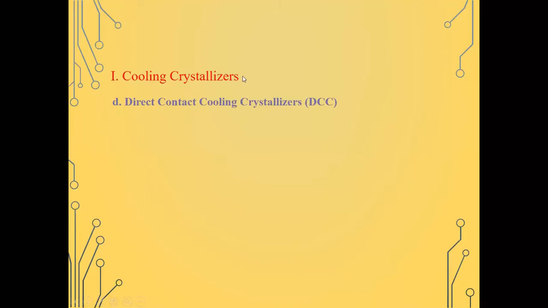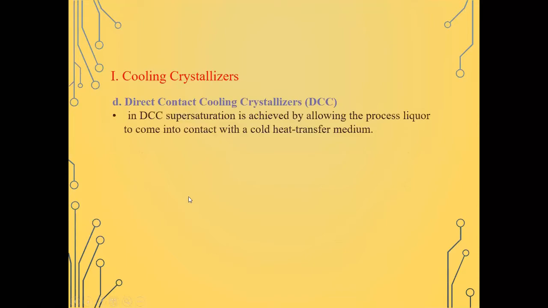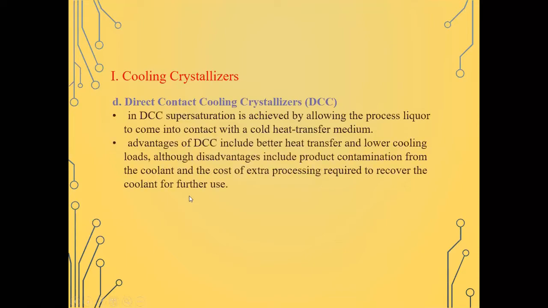Another type of crystallizer under the cooling crystallizers is the DCC, or the direct contact cooling crystallizer. In a DCC, supersaturation is achieved by allowing the processed liquor to come into contact with the cold heat transfer medium. Advantages of this DCC include better heat transfer and lower cooling loads. Disadvantages include product contamination from the coolant, because there's direct contact of the coolant with the product, and the cost of extra processing required to recover the coolant for further use.